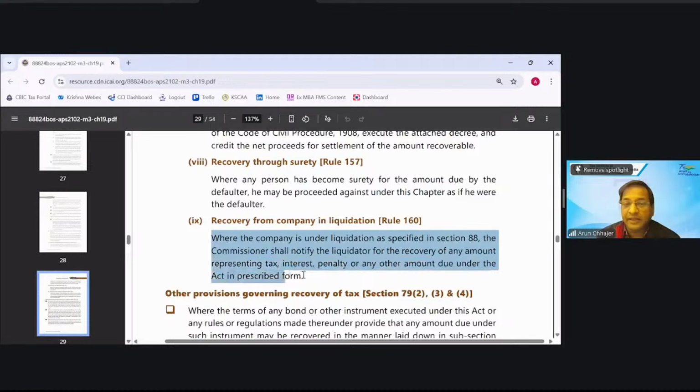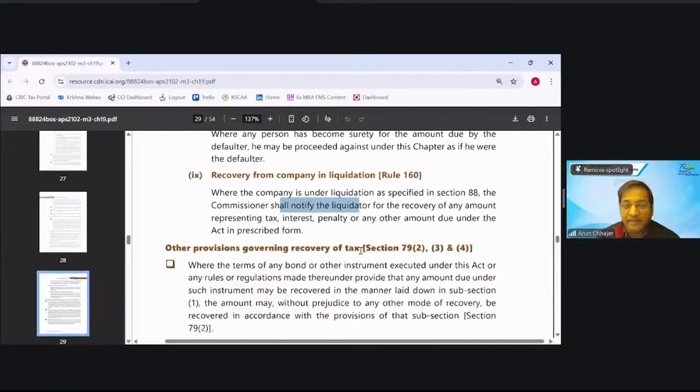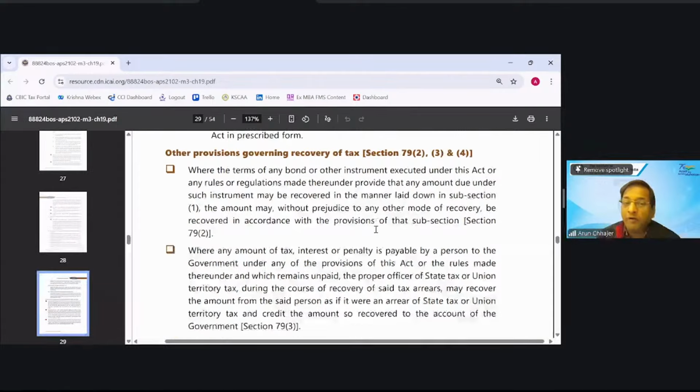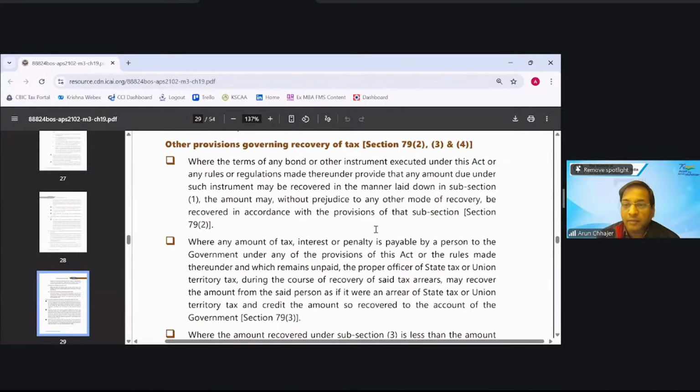Recovery from a company in liquidation: where the company is under liquidation as specified in Section 88, the commissioner will notify the liquidator for recovery of any amount of TIP, tax interest penalty. What is the other provision? Where the terms of any bond or other instrument executed under this Act or the rules made thereunder provide that any amount due under the said instrument may be recovered in the manner laid down in sub-section 1, the amount may, without prejudice to any other mode of recovery, be recoverable in accordance with the provision.